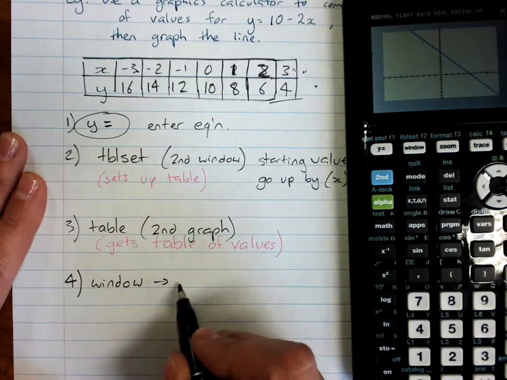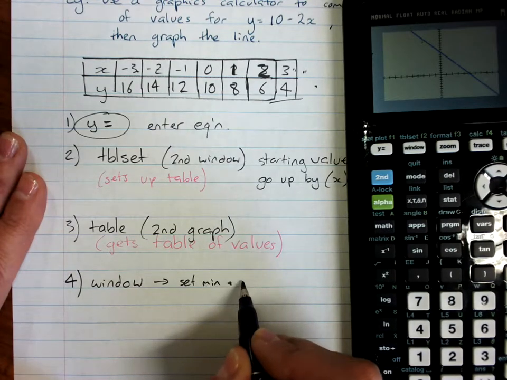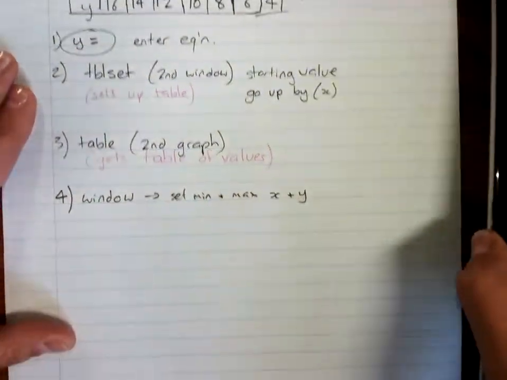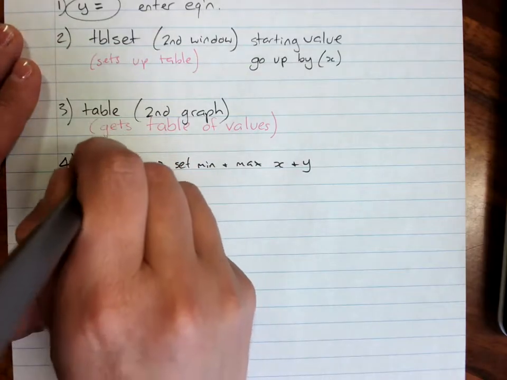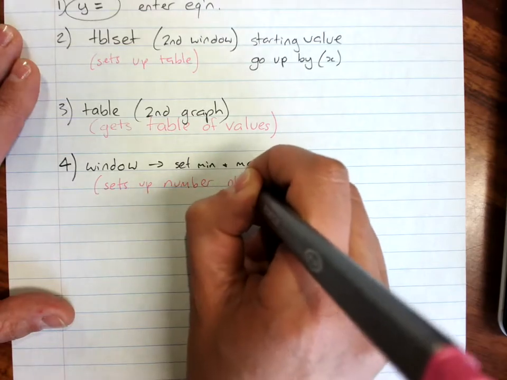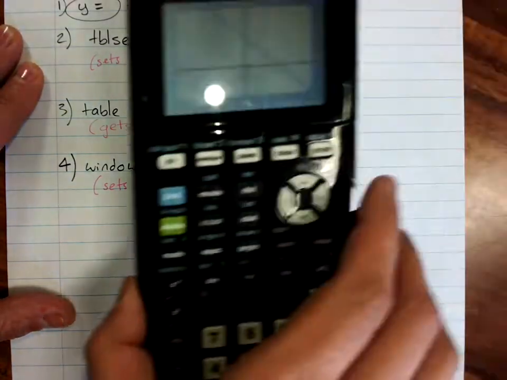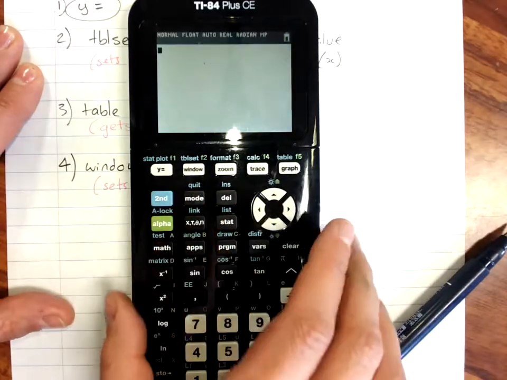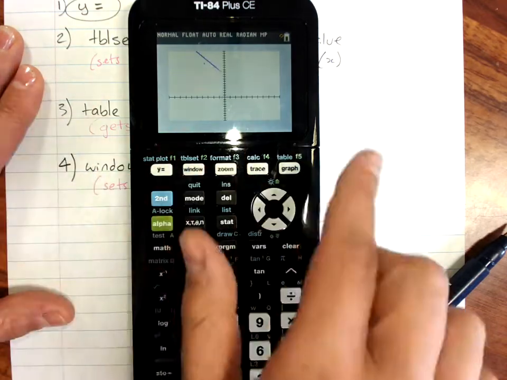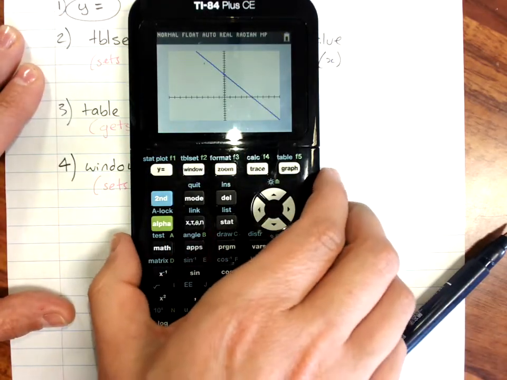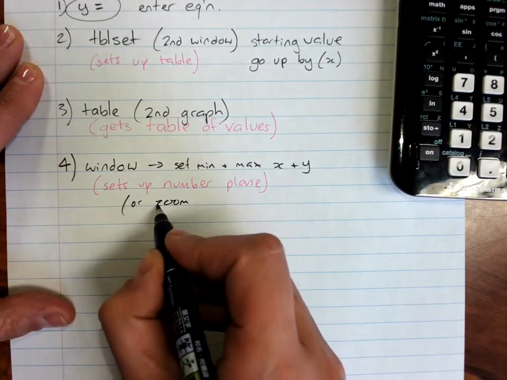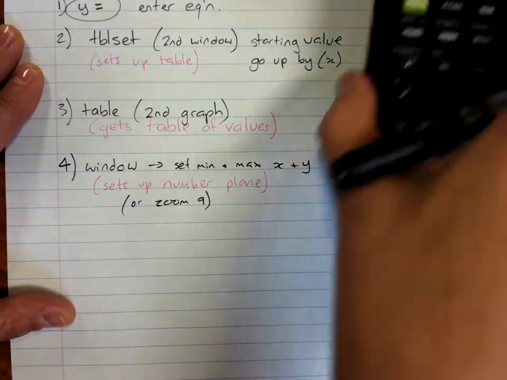Window, so what the window does is it sets up your number plane, and you can see it's done a graph. Now another option is zoom and 9, and that will pretty much automatically graph you a nice picture. That will set up the size of the graph big enough.